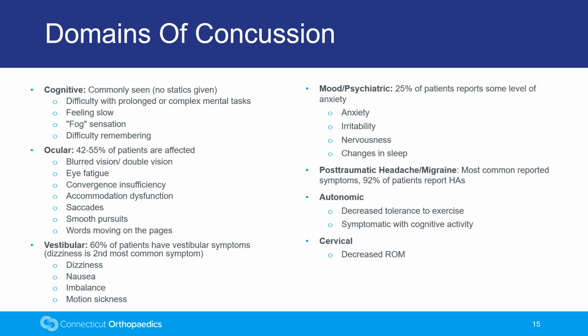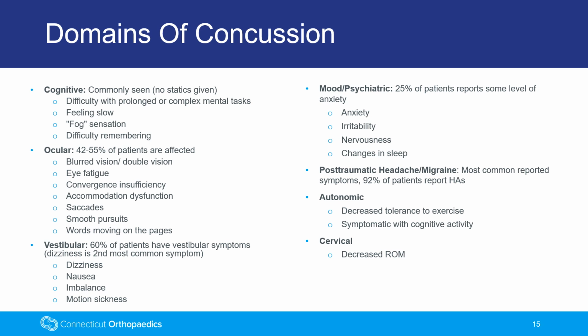Ocular motor, which affects about half of patients with concussions. People report symptoms of blurred or double vision, eye fatigue, accommodation dysfunction, difficulty with saccades or pursuits. Sometimes they say that the words are moving on the page and they have convergence insufficiency. Vestibular, which 60% of people with concussions will experience, with symptoms of dizziness, nausea, imbalance, motion sickness.